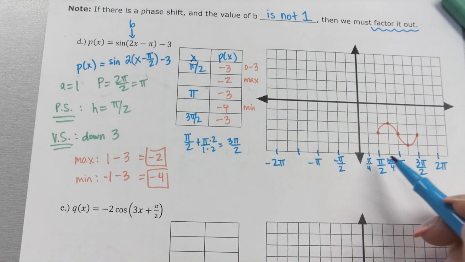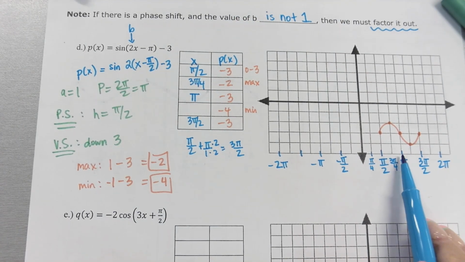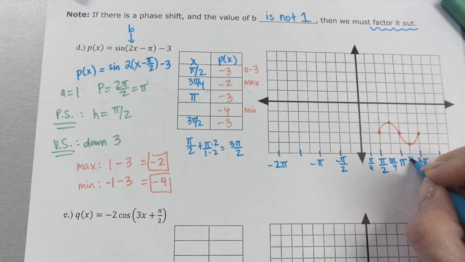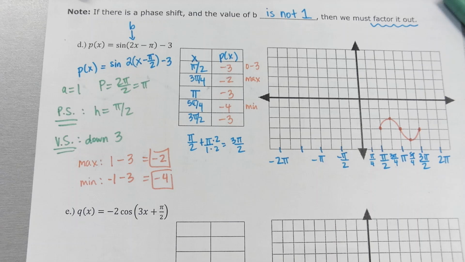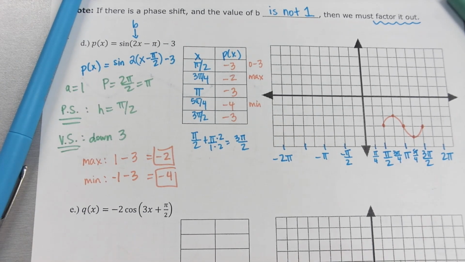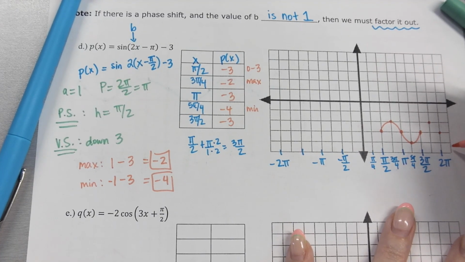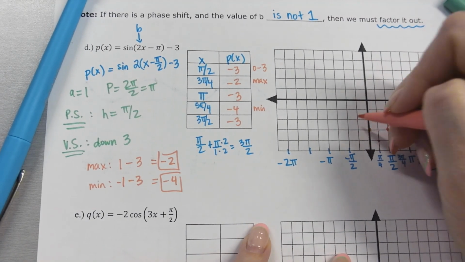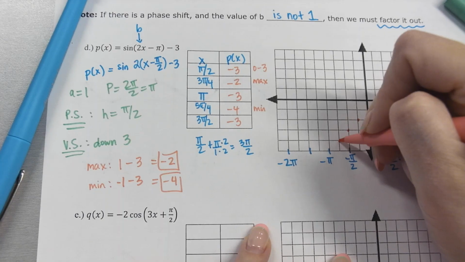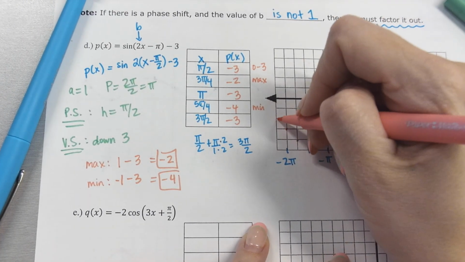Halfway in between, this was 3 pi over 4. And then I'm just going to keep counting. This is 4 pi over 4, this one is 5 pi over 4. And then we just keep doing our pattern. So up, middle, min. Min, middle, max. Middle, min, middle, max.